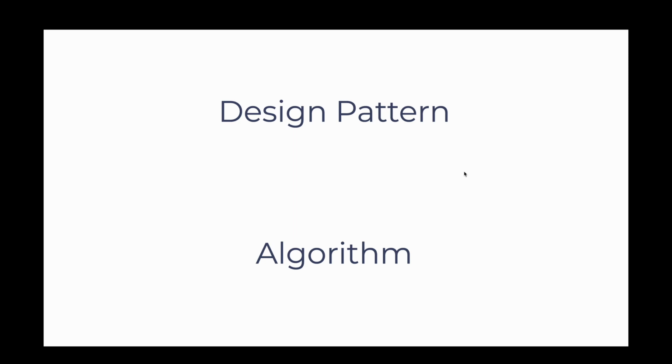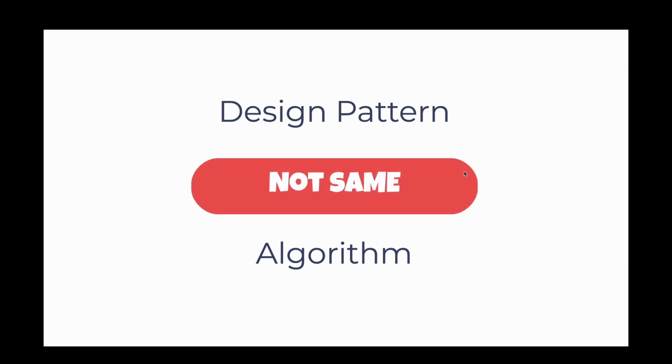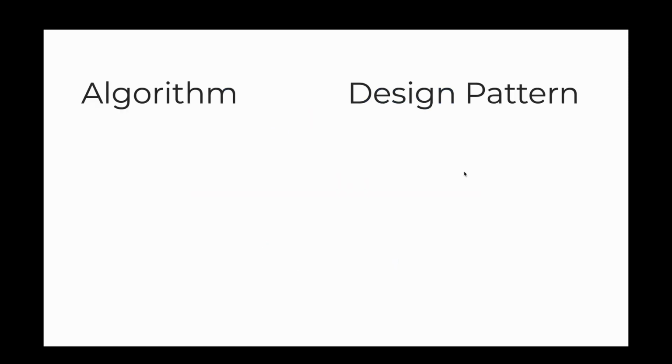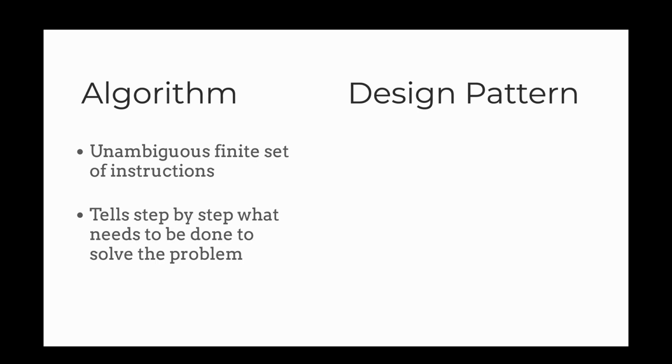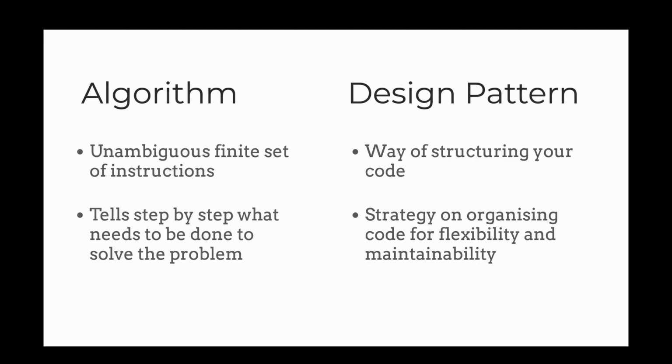Now, a design pattern is not the same as an algorithm. There's a difference between an algorithm and a design pattern. An algorithm is an unambiguous, finite set of instructions. It tells you step by step what needs to be done to solve a problem. Whereas a design pattern is the way of structuring and organizing your code with main emphasis on flexibility and maintainability. So you can say an algorithm tells you what to do, whereas a design pattern tells you how to do it.